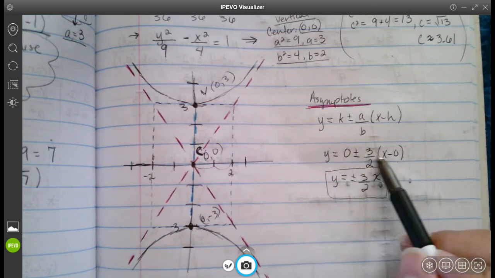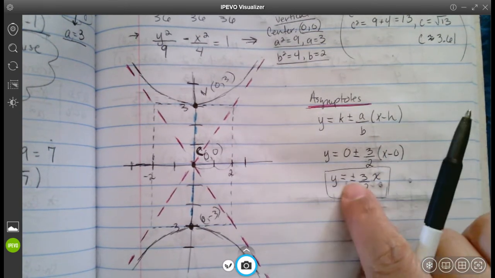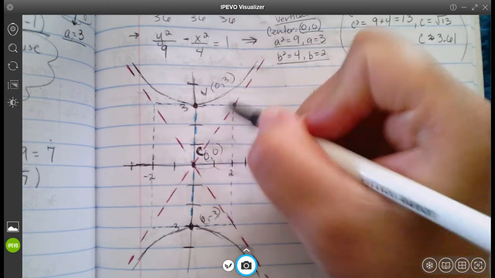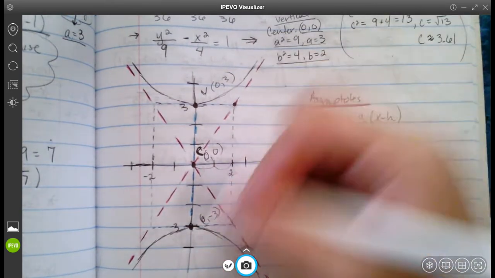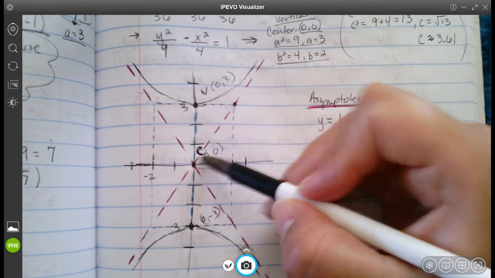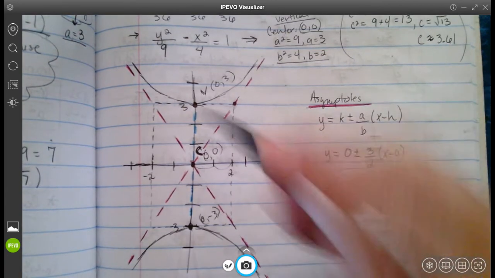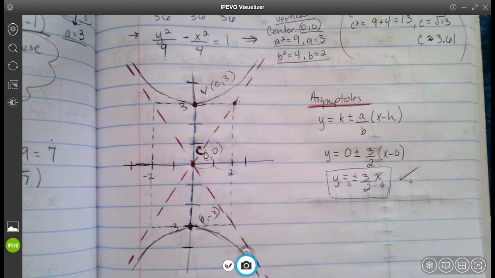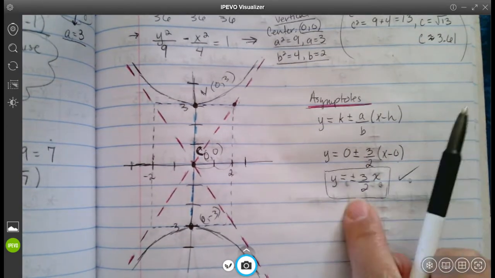Work this out. The 0 is gone here. We're left with plus or minus 3 over 2x. So if we were to pick 2 points on this asymptote, the positive one, that means the slope should be 3 over 2, right? So 1, 2, 3, 1, 2. It works out. And the same backwards if you look at the negative one.